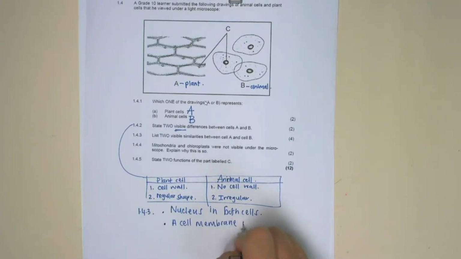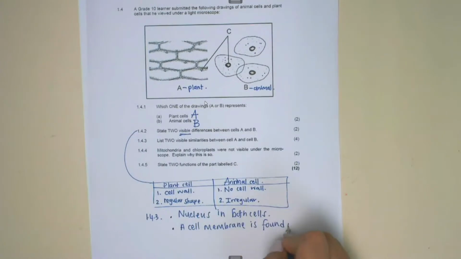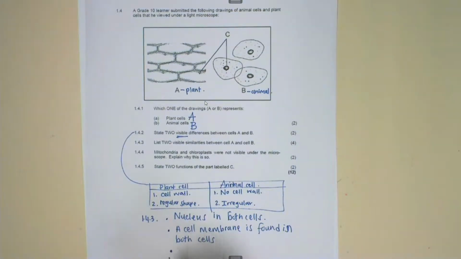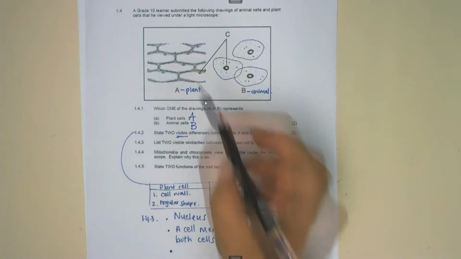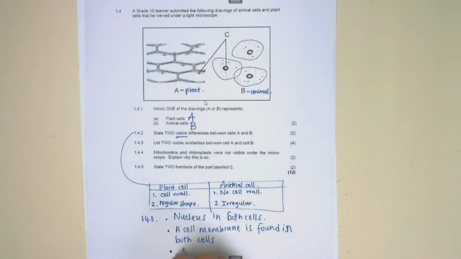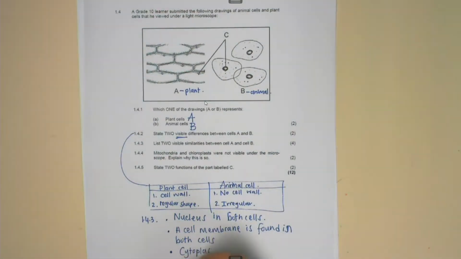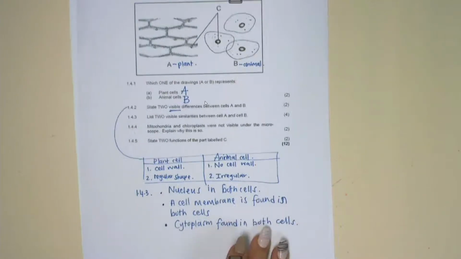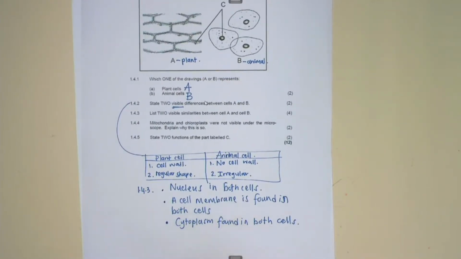You can also agree that both of them have a cell membrane. A cell membrane is found in both cells. And then cytoplasm is found in both cells. You can agree that all around here and all around there will be cytoplasm visible. Which is very important.